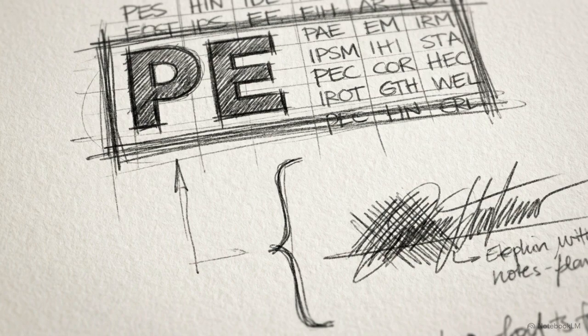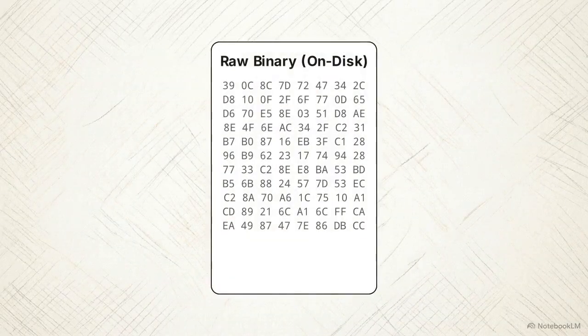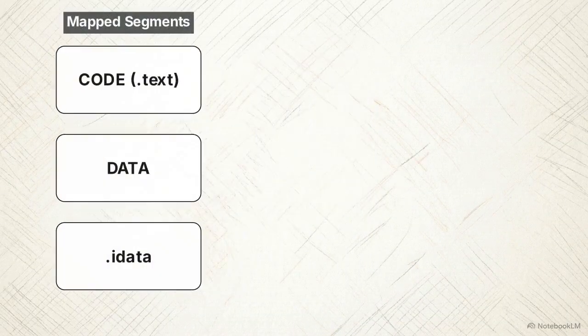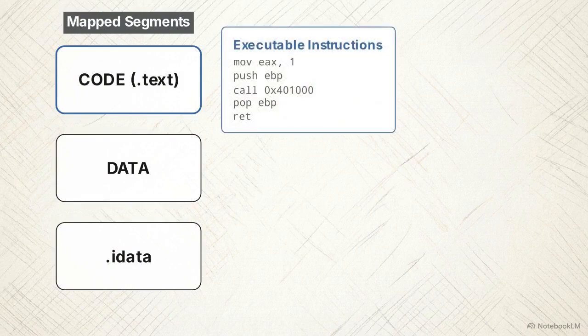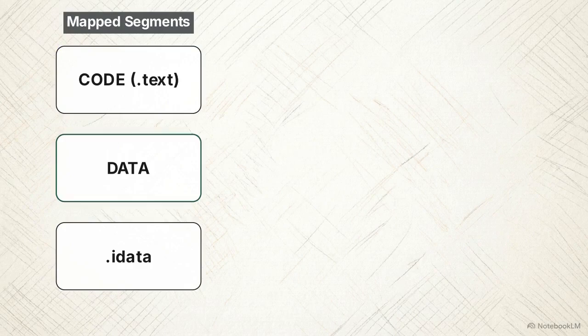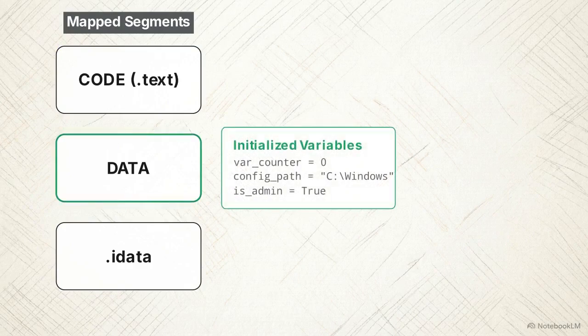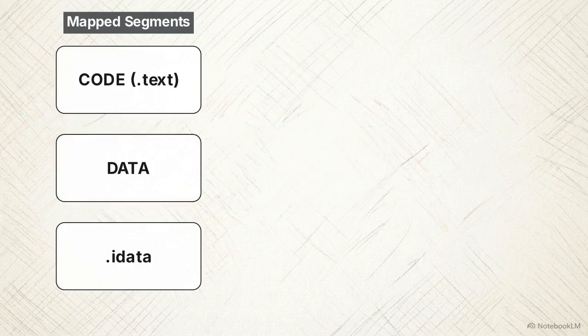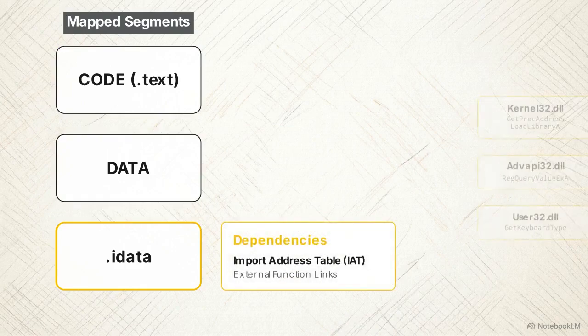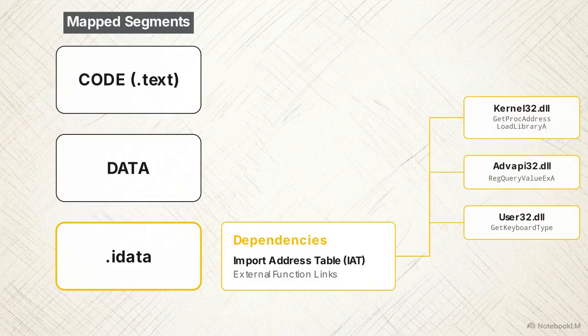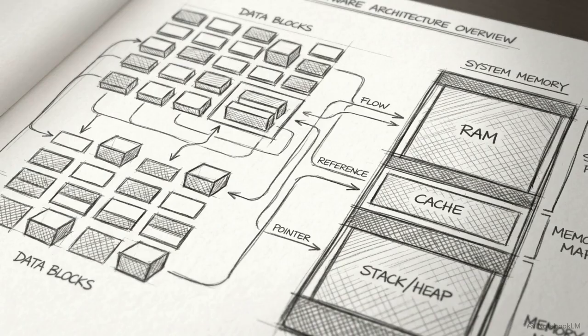Directly below these headers, the file declares its section table. In this dump, we can identify several standard section names. The code section, or .text, contains the executable CPU instructions the processor will run. The data section acts as the storage area for the program's initialized variables. The .idata section contains the import address table, which links the program to the external functions provided by the operating system. These headers and tables are the instructions the OS follows to isolate and prepare the code for execution.